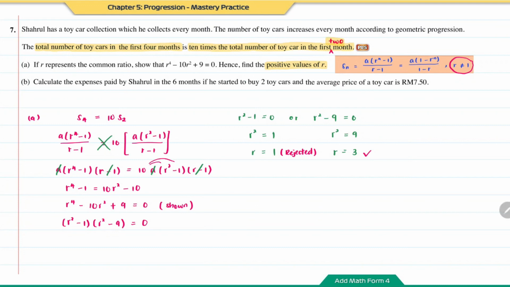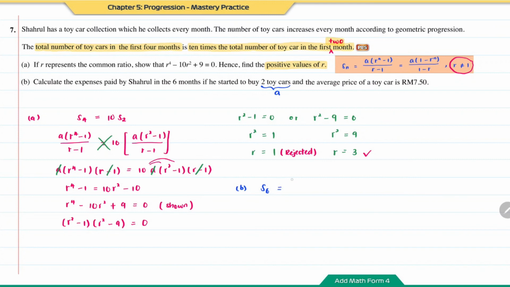Next, question B. Calculate the expenses paid by Shahrul in the 6 months if he started to buy 2 toy cars and the average price of a toy car is RM7.50. So these 2 toy cars will be the first term of the geometric progression. Therefore, this will be the A. And from question A, we already found that R is equal to 3. To find the expenses, first we need to find the total number of cars that Shahrul bought in 6 months. So for question B, first we're going to find S6.